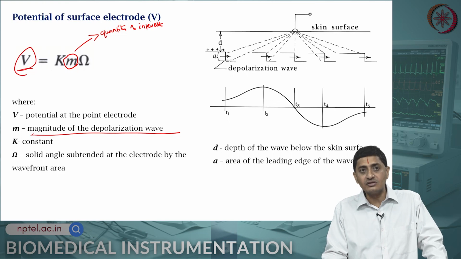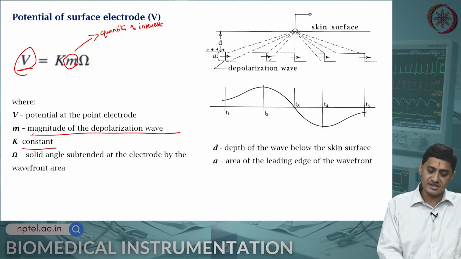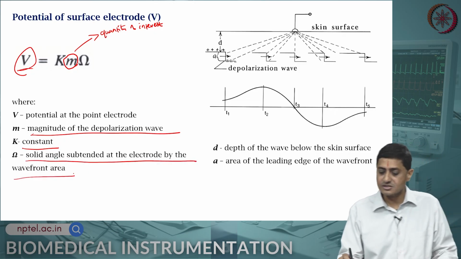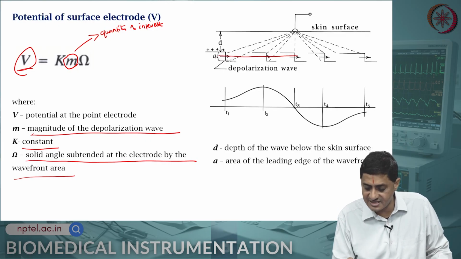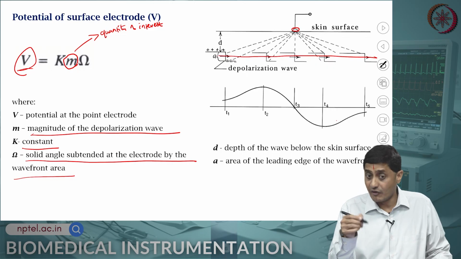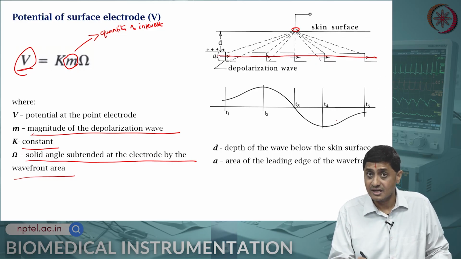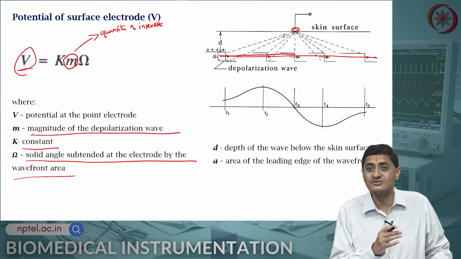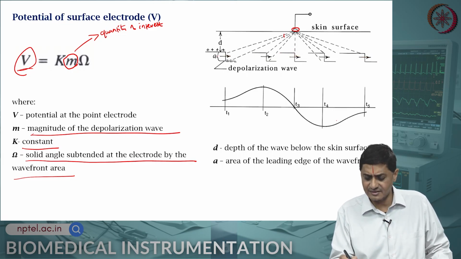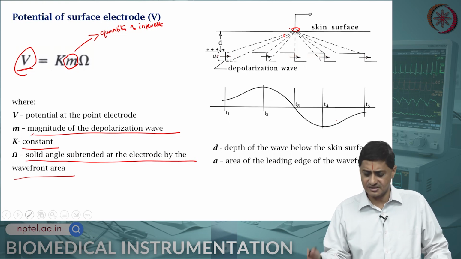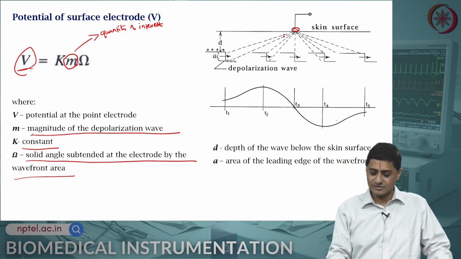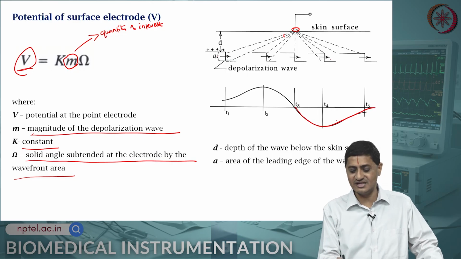And there are other things. There is a constant of proportionality K and a solid angle that is subtended at the electrode by the wavefront area. The depolarization wave is travelling in this direction, the electrode is here. What I am measuring depends on the constant K and the angle. As the depolarization wave is approaching, the electrode is going to pick up a larger and larger signal. As it is leaving the electrode, it will show a negative signal.